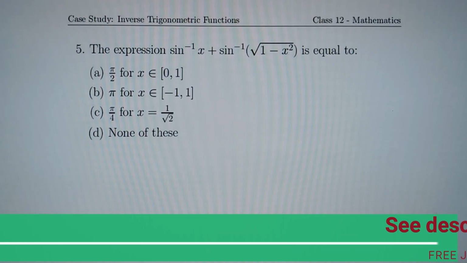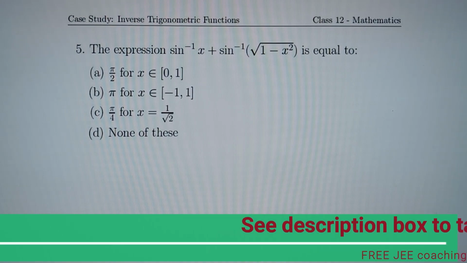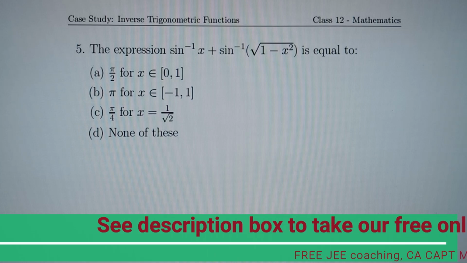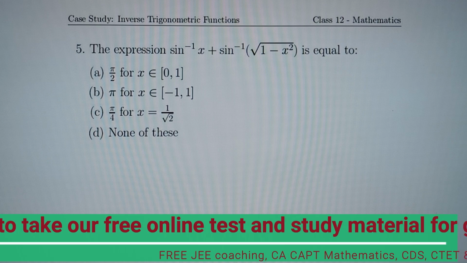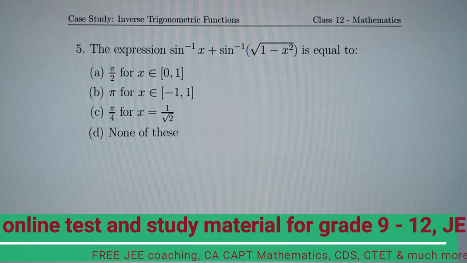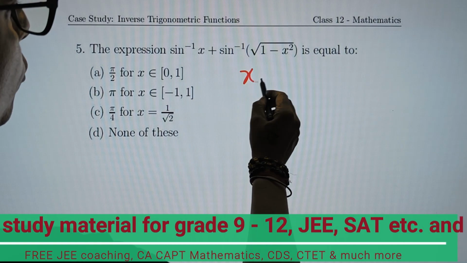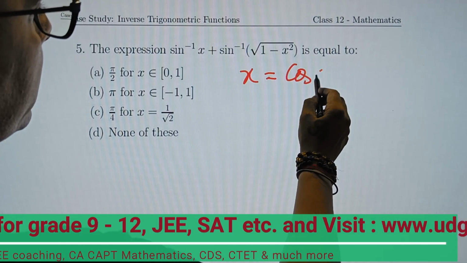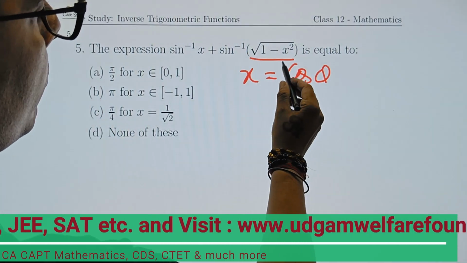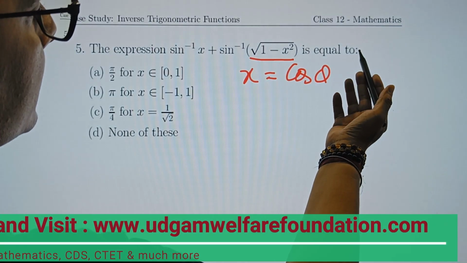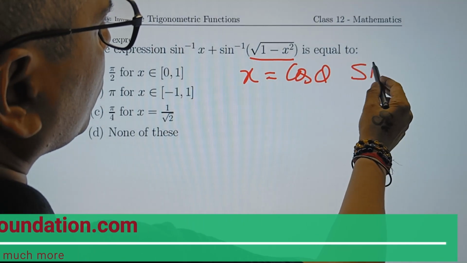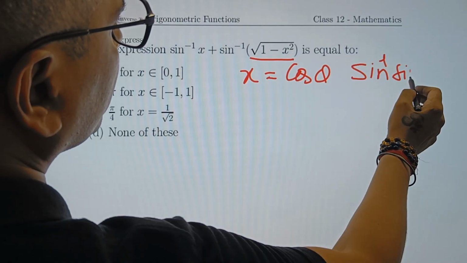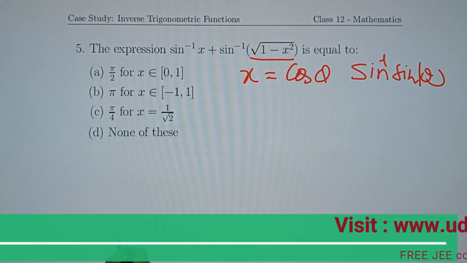Now student, this is our question number 5, which states the expression sin inverse of x plus sin inverse of root 1 minus x square is equal to what? Now let's try to solve it out. Let's try to simplify it. Let's say x equals cos theta. Then we will be getting 1 minus cos square theta, which is sin square theta, and it comes out of root. So it is going to give you what? Sin inverse of sin theta, that is equal to theta.